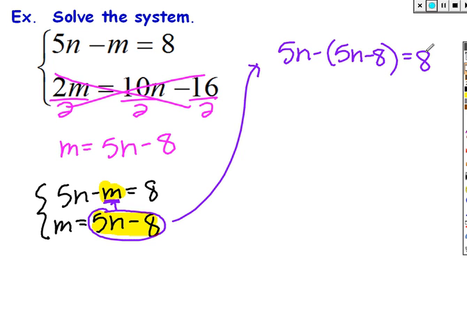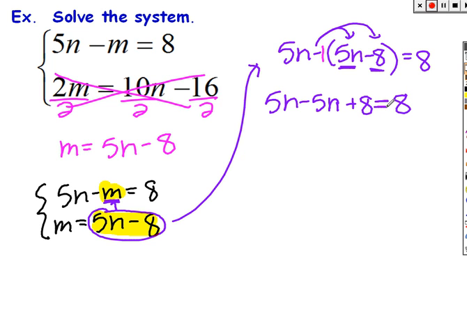Now, caution, please make a note of this. I see this mistake all the time. I'm subtracting all of this, so I would actually have to distribute that negative. So this is like 5n minus 5n minus negative 8. If I'm subtracting a negative 8, that'd actually be like adding 8. So make sure this is like a negative 1 here that you'd be distributing into the parentheses. And all of that should equal 8.